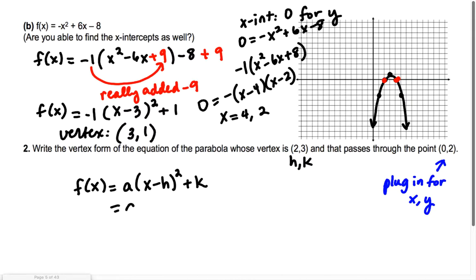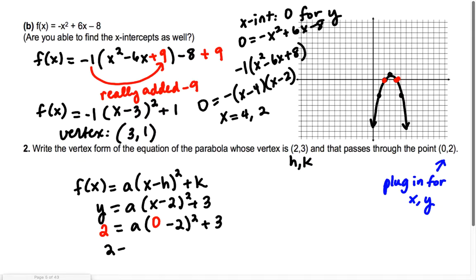Okay, so right now, before I do that, I have my h and my k at least. So I have minus 2 plus 3. So I have a times x minus 2 squared plus 3 equals, and f of x is just y, right? But our issue is we don't know what a is. We don't know if there's been a vertical stretch, compression, a reflection. We just don't know. So we temporarily plug in 0 for x and 2 for y to solve for that a value. And we just solve it out.